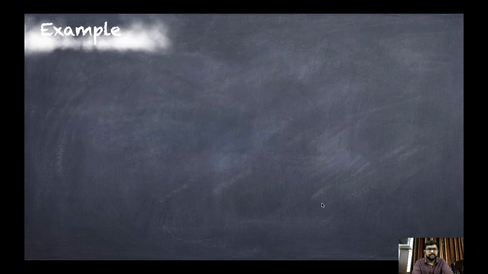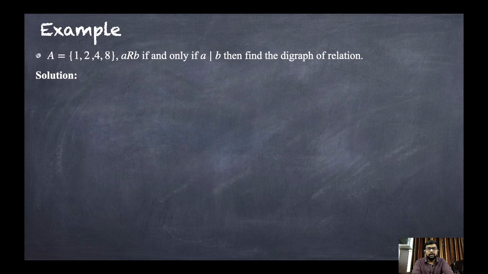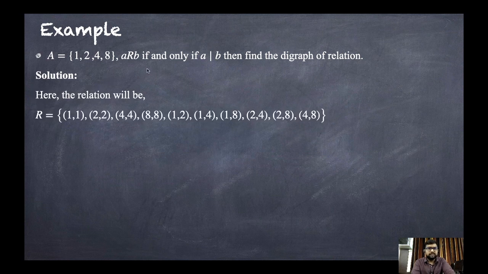Let us discuss one example. Capital A equals {1, 2, 4, 8}. Now A is related to B if and only if A divides B. Then find the diagram of the relation. Okay, so solution. First we'll write what the relation is. It will be easy. The relation is A divides B, so that means (1,1), (2,2), (4,4), (8,8) will be there.